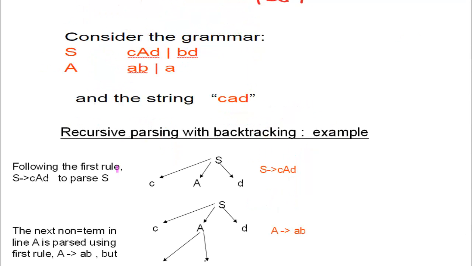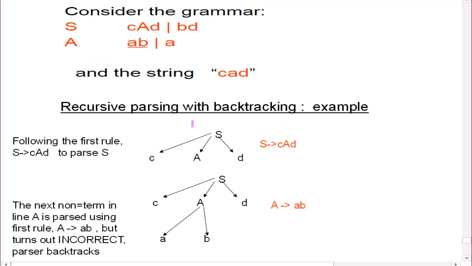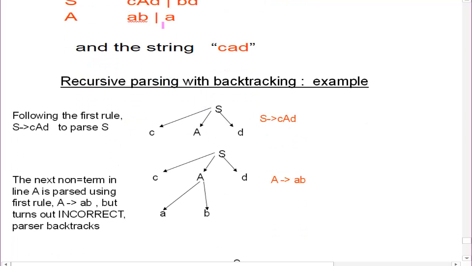Let's take another example of recursive descent where we use backtracking. Say for example the grammar: S goes to cAd, and A goes to ab or a. I want to try to have the string cad and build what is called a parse tree for this. Now firstly we're going to start with the start symbol S. So we'll start with the start symbol S, right? And that's my S here.